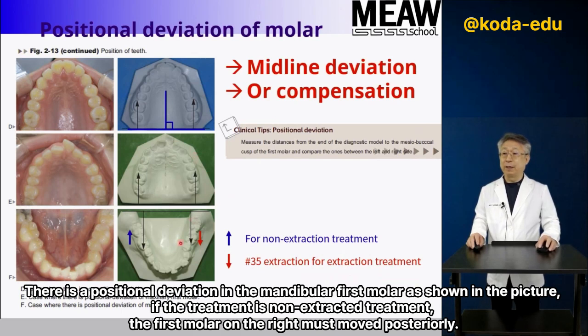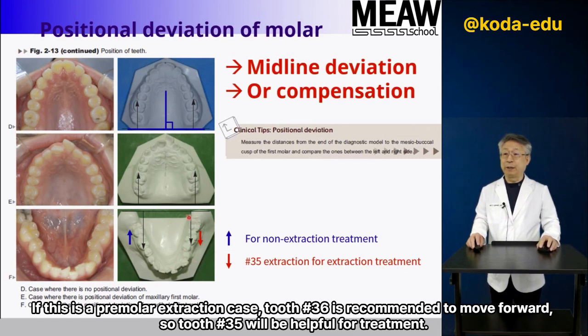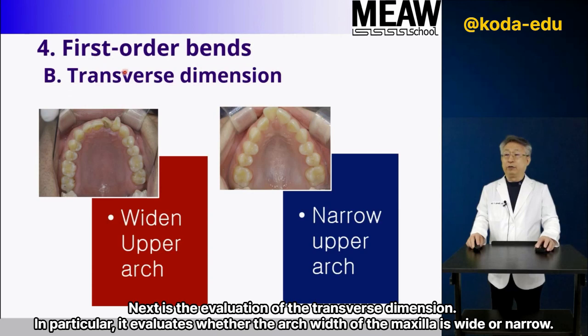There is a positional deviation in the mandibular first molar, as shown in the picture. If the treatment is non-extraction treatment, the first molar on the right must move posteriorly. If this is a premolar extraction case, tooth 36 is recommended to move forward, so extracting tooth 35 will be helpful for treatment. Next is the evaluation of the transverse dimension.